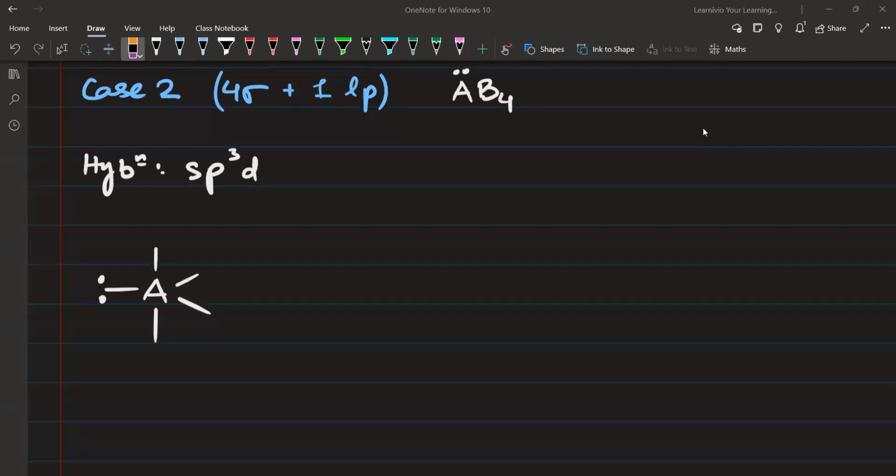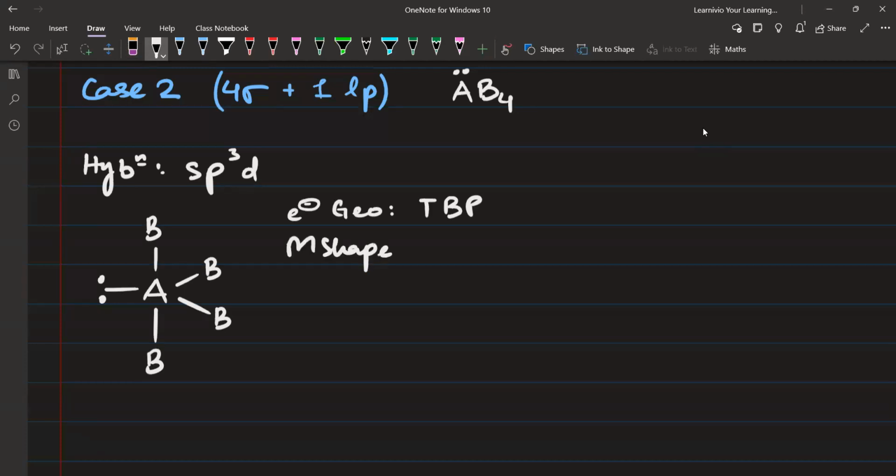Now, moving on. B will be here, B will be here, B will be here, B will be here. The electronic geometry is still going to be TBP, trigonal bipyramidal, because the electrons are still situated in a trigonal bipyramidal fashion. But if I look at the molecular shape, then it looks something like this. Right? Yes or no? Tell me what it is.